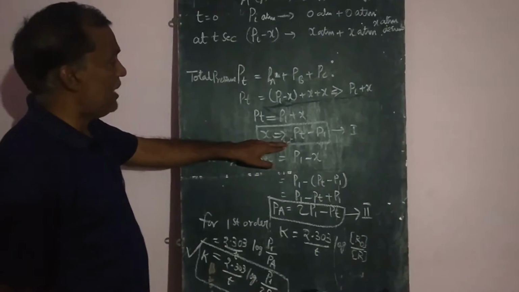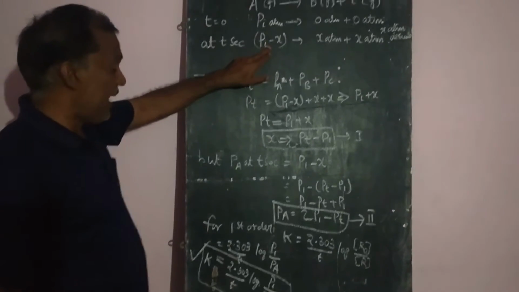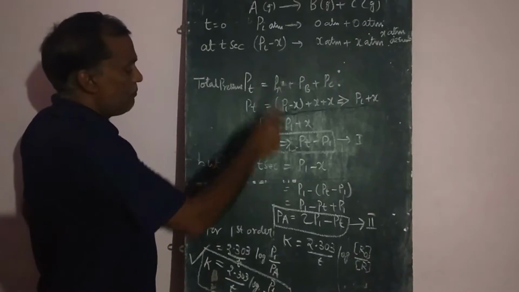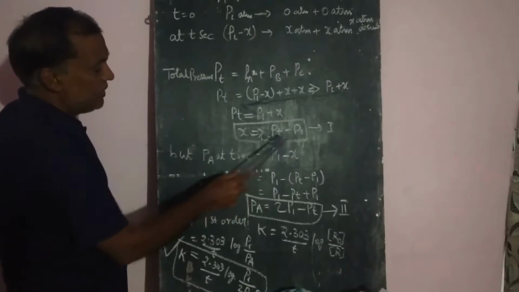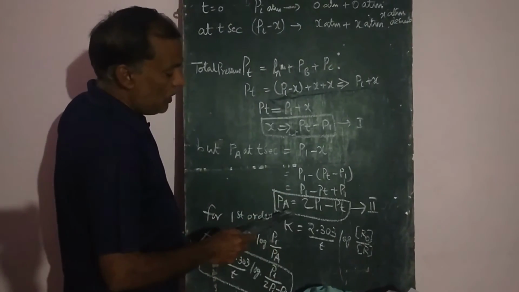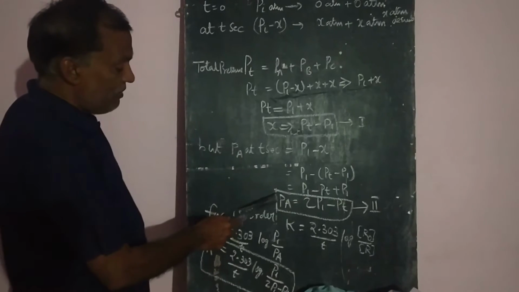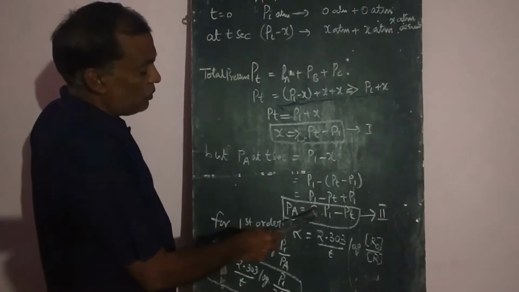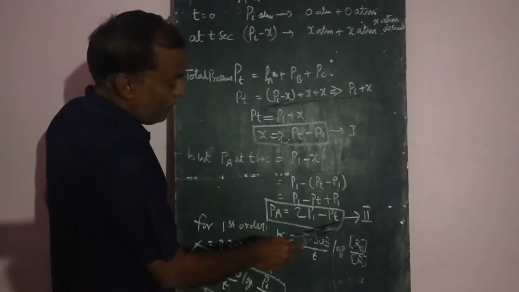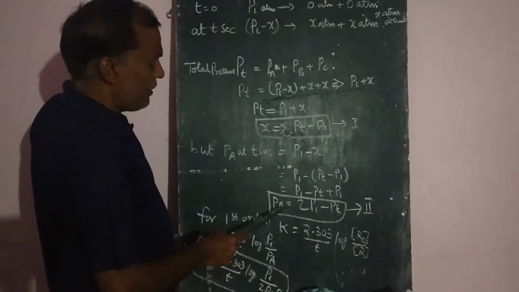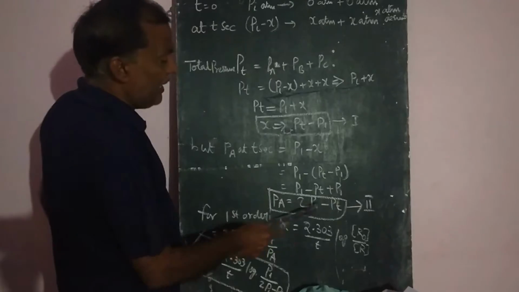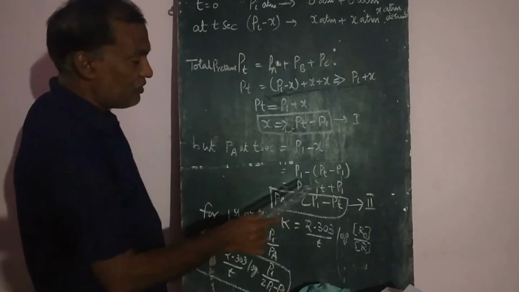Substitute this X value in the pressure of A. The pressure of A at t seconds of time is P1 minus X. In place of X, if you substitute PT minus P1, you will get the final value. PA, the partial pressure of gas A, is equal to P1 plus P1, 2P1 minus PT. That is the partial pressure of gas A, equal to 2P1 minus PT. This is the second equation. So the first and second equations we have to derive first.